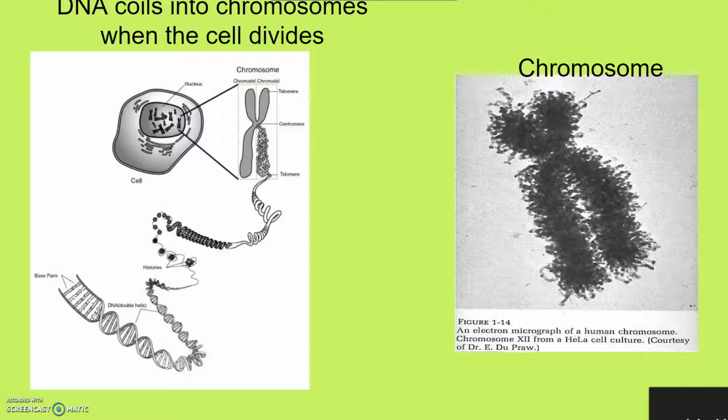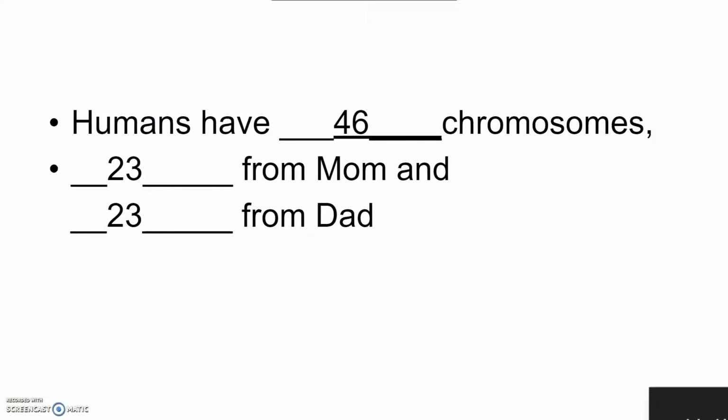Again, DNA coils into chromosomes when the cells are dividing. Humans have 46 chromosomes. You get 23 from mom and 23 from dad. Or it can also be called 23 pairs. Think about a pair of shoes. You don't just have one, you have two. So 23 pairs will also equal 46. Half of your DNA comes from your mother, half of your DNA comes from your dad.